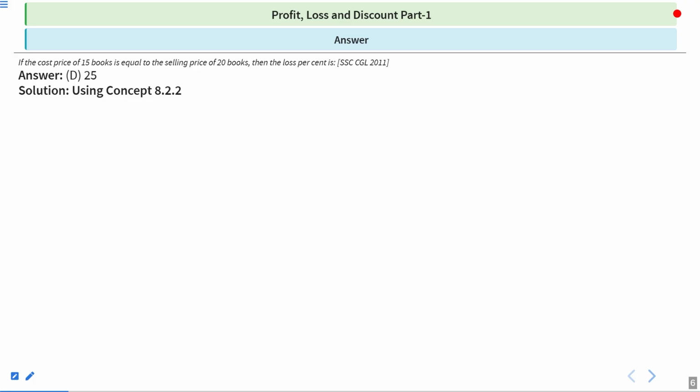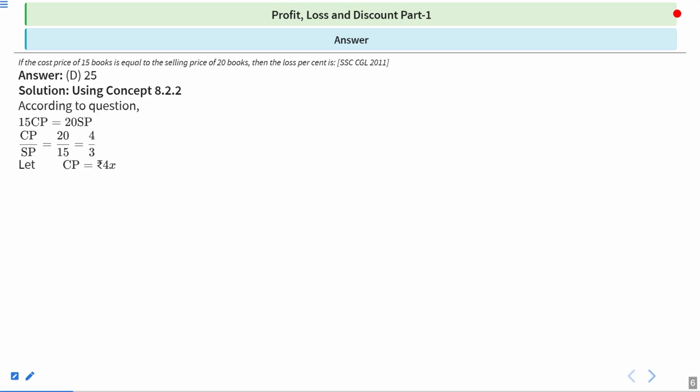Using concept 8.2.2 in this question, according to the question, 15 multiplied by the cost price of each book is equal to 20 multiplied by the selling price of each book. So we can say that 15 CP is equal to 20 SP. So we can make the ratio from this equation. We get the ratio cost price upon selling price equals 20 upon 15, or simplifying it, 4 by 3. So let the cost price be 4x and the selling price be 3x.